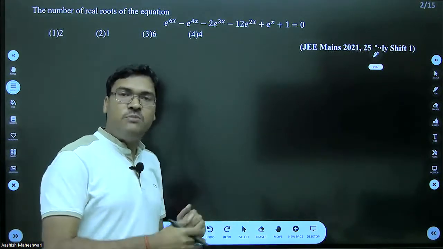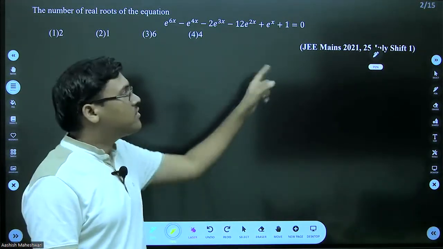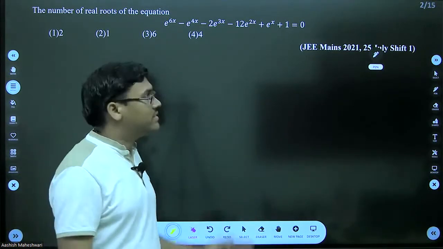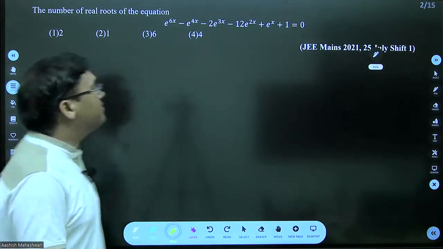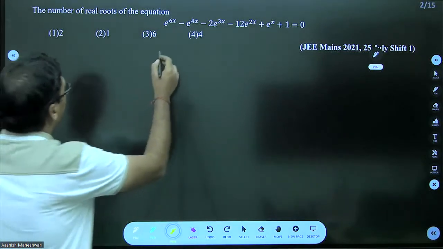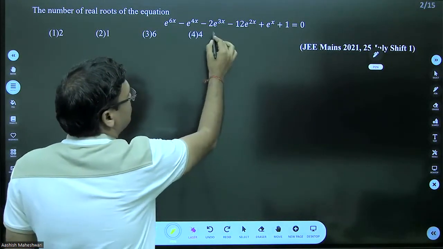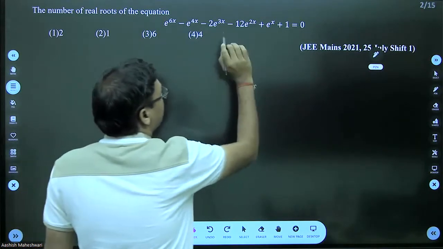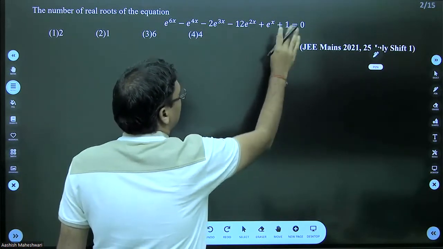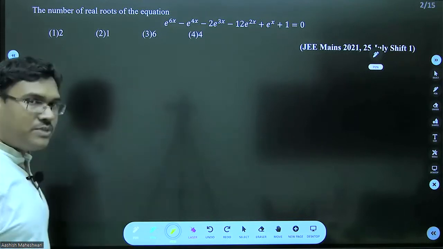Same question have been repeated in 22 also. JEE Mains 22 also. So we'll discuss all these questions. एक solution हम discuss करते हैं, ठीक है? So the first question is, we have e raised to 6x minus e raised to 4x minus 2 e raised to 3x minus 12 e raised to 2x plus e raised to x plus 1 equal to 0. आपको इसके रियल रूट्स बताने हैं, ठीक है?